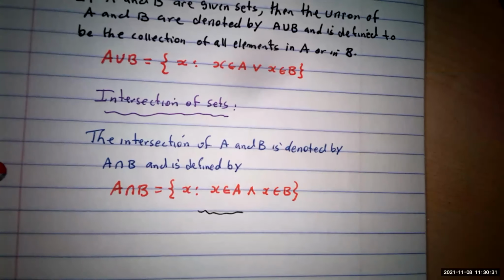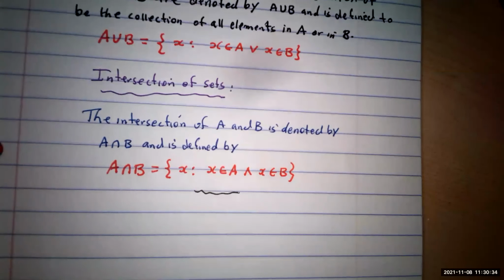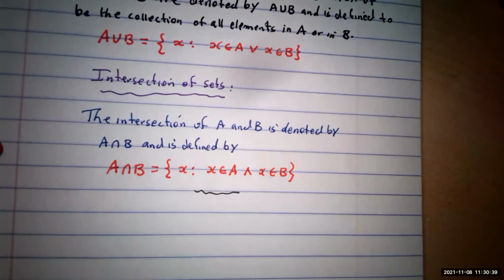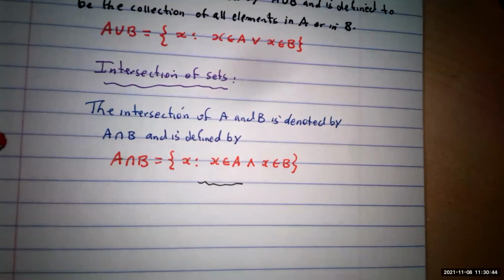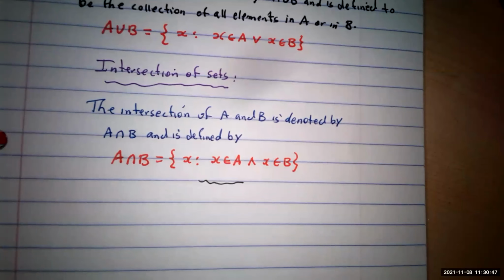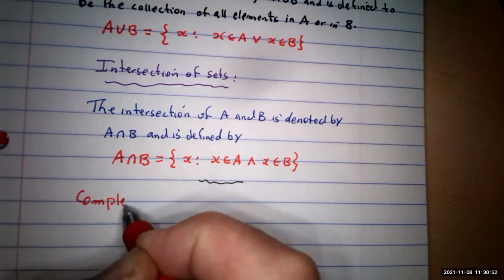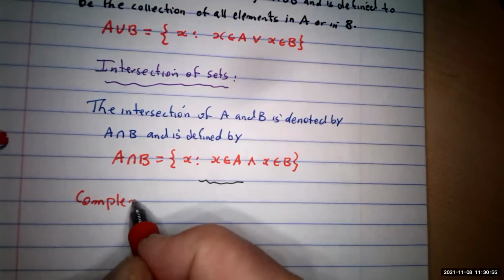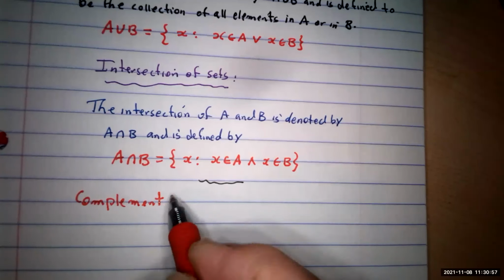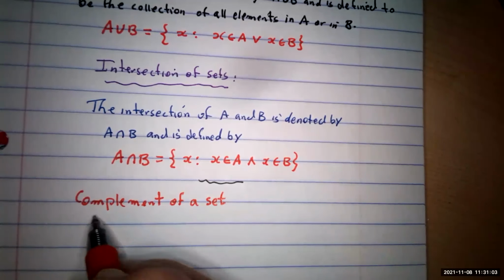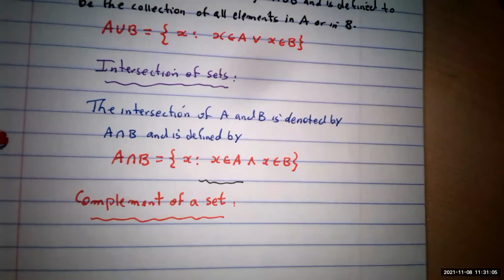Next, and the last one that we're going to consider, is the complement. This would be similar to the AND connective that we did for the propositions, and the other one would be the OR. So we're going to introduce something for the negation. This is going to be the complement. What is the complement? The complement of a set.